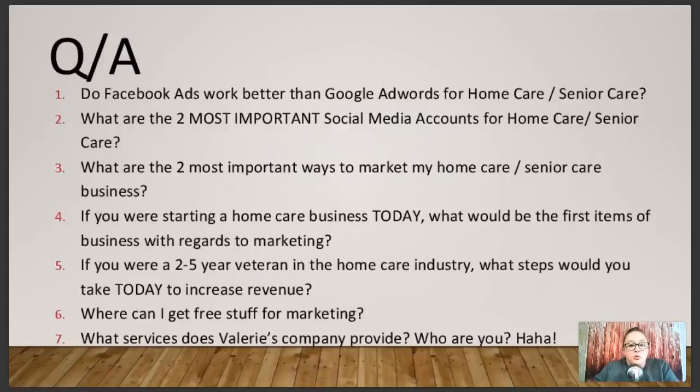Okay, what are the 2 most important social media accounts for home care and senior care? The 2 most important social media accounts are going to be Facebook and LinkedIn. Facebook is your community outreach, and LinkedIn is your professional to professional networking. On LinkedIn, I can't tell you how many times this happens still today. You need to have your picture on your profile. Do not send out connection requests to people if you don't have a picture. You look like a spammer or a scammer or whatever.